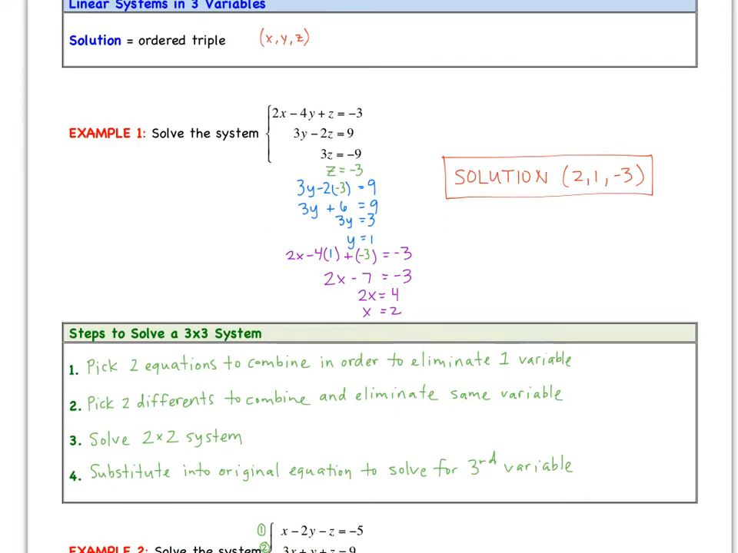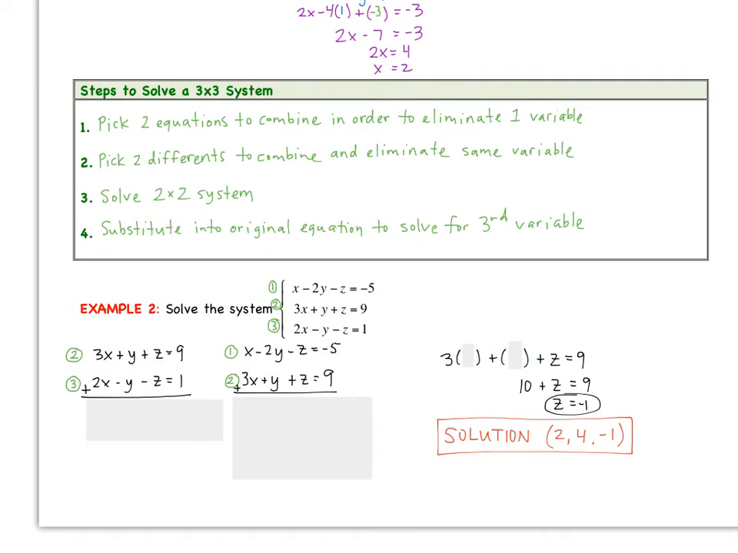Now we're going to get into some examples of how to solve true 3 by 3 systems. So 3 equations with 3 variables. After I go through this, I want you to pause the video and make sure you have these steps down. So step 1, we're going to pick 2 equations to combine in order to eliminate 1 variable. Then we're going to pick 2 different equations to combine and eliminate that same variable we did the first time. This will lead us to a 2 by 2 system, which we are very comfortable solving. So we will solve that 2 by 2 system. Then we'll substitute into the original equation to solve for the third variable. Pause the video now and get these steps down.